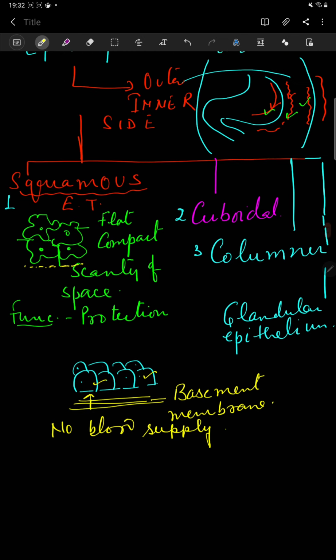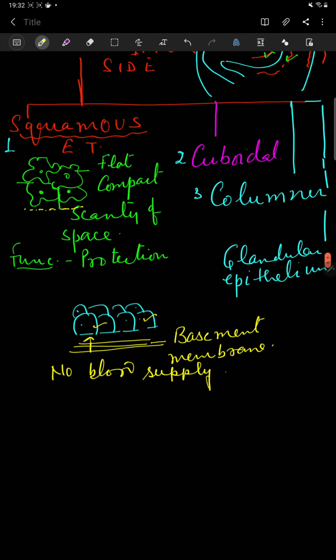Then how will food go, how will oxygen go? The only way is diffusion. And there is no nerve supply either. Then how does sensation occur? The bulb will be open outside. So there is no blood supply and no nerve supply, no nerve fibers.